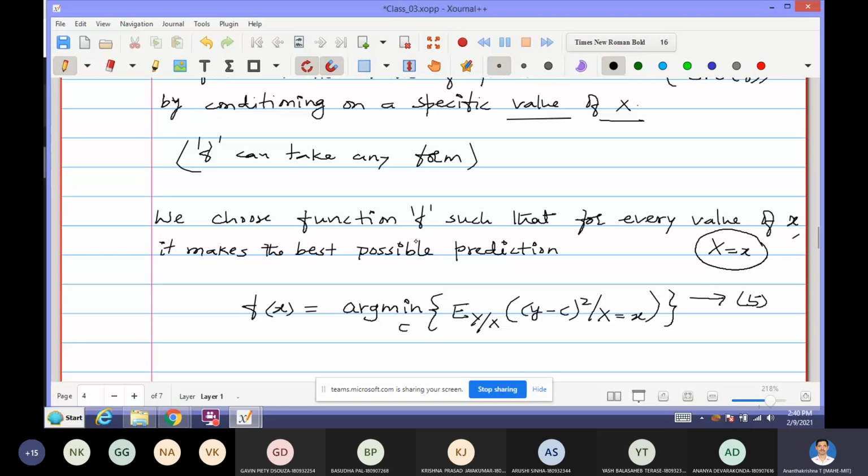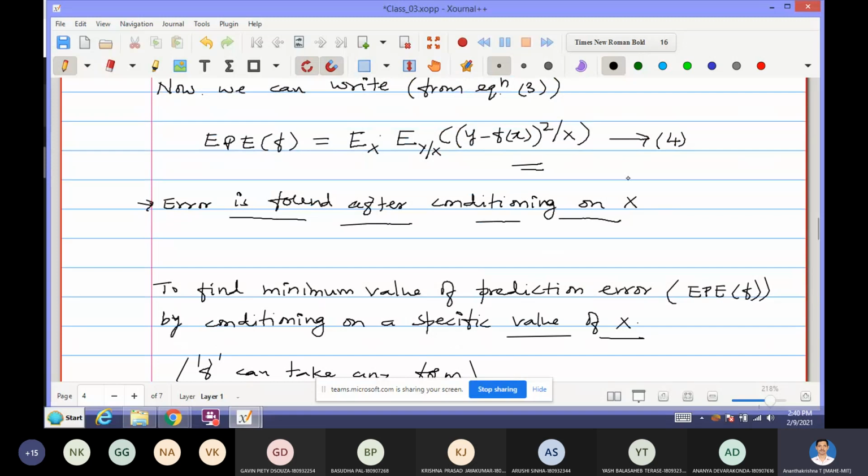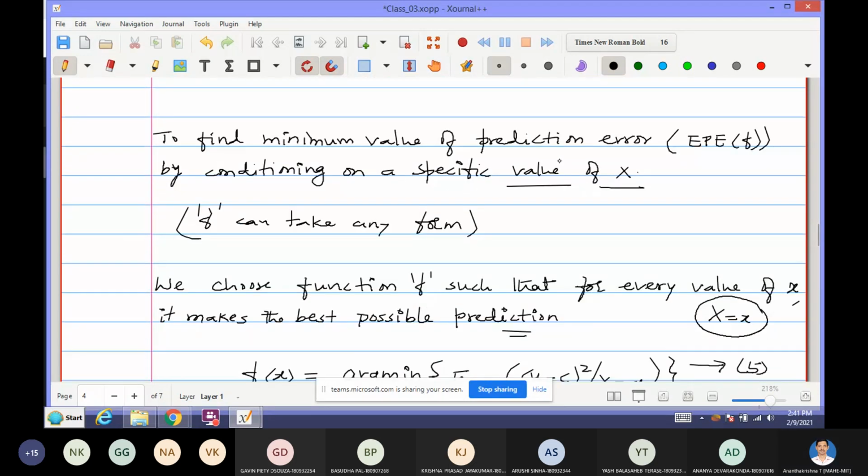So we choose the function f such that for every value of x, it makes the best possible prediction. That should be our objective. So how do we choose f? We go for the argument minimum of this function, that is equation 4. If you look at equation 4, the objective is to minimize, argument minimum, which is minimizing the RHS of this. Okay, so minimizing the RHS with respect to what? With respect to f of x.